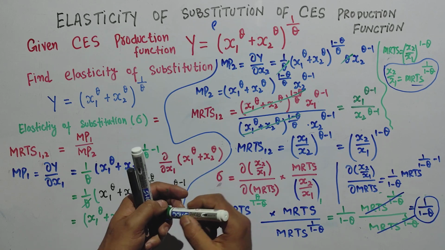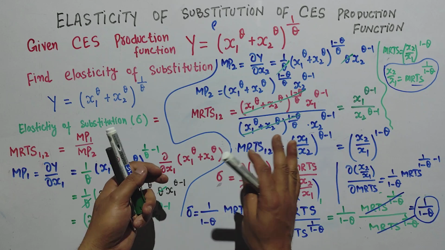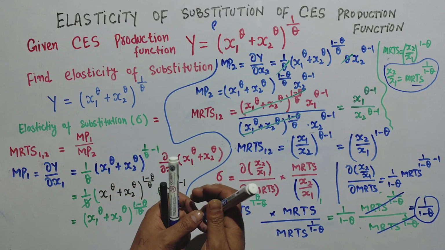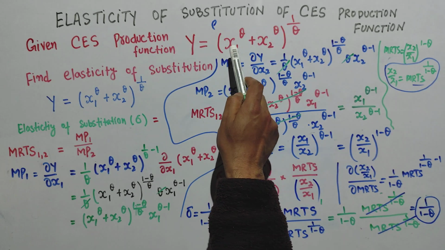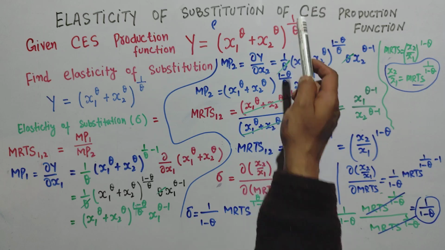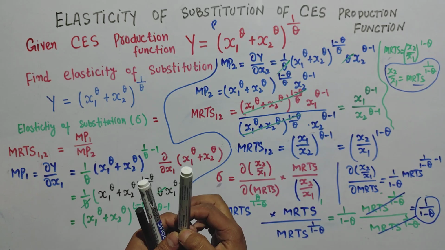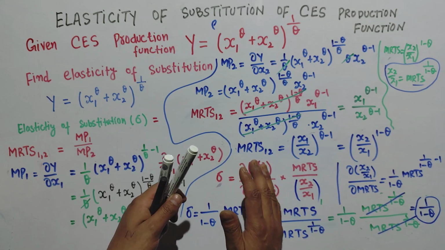In this video, we will learn how to calculate the elasticity of substitution of a constant elasticity of substitution production function. We are given this CES production function: y is equal to (x1 raised to the power theta plus x2 raised to the power theta) whole raised to the power 1 upon theta. We need to find out the elasticity of substitution. By elasticity of substitution, what do we mean?